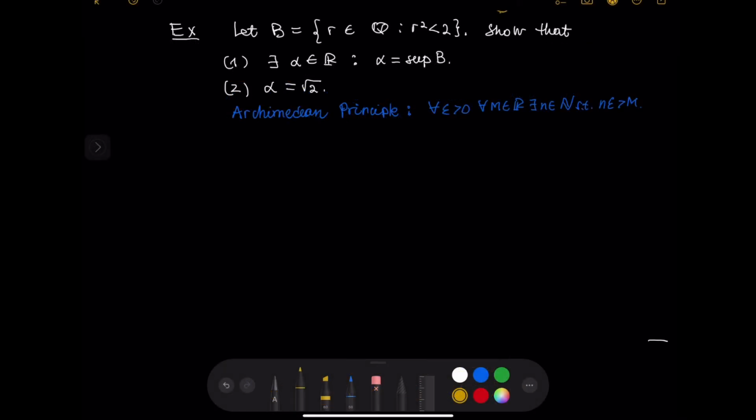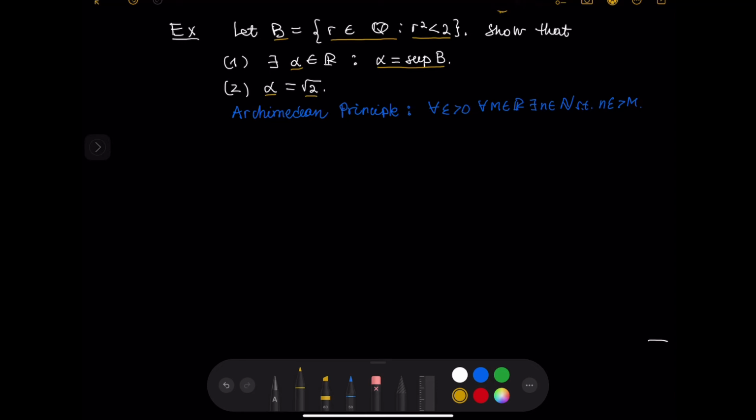So our next example is actually going to show that square root of 2 is a real number. Remember, we showed that square root of 2 was not a rational number. But we never showed the square root of 2 is actually a real number. So we are going to do that now. So consider the set B that consists of all rational numbers such that their square is less than 2. We are going to show that there exists alpha, a real number, such that alpha is a supremum of B, and we are going to show that this number alpha is actually square root of 2.